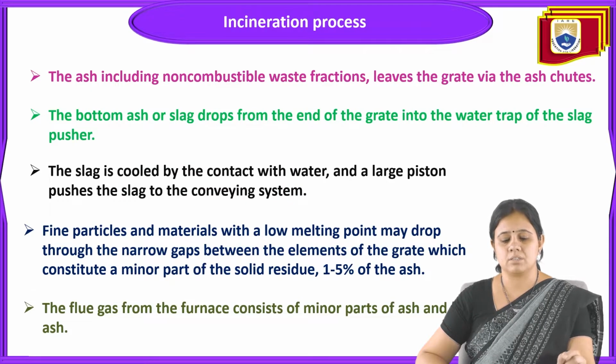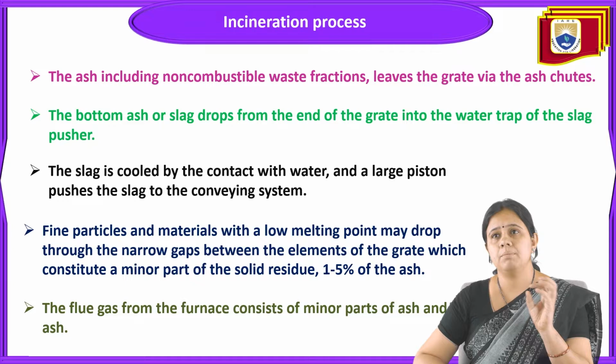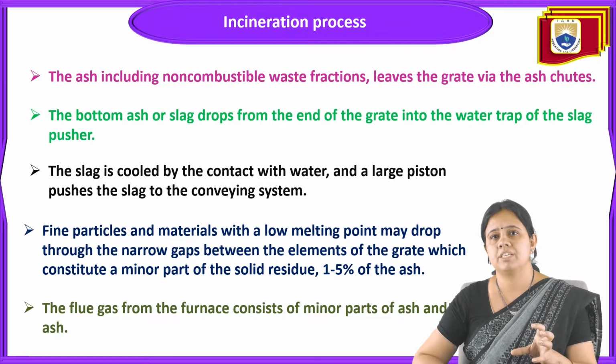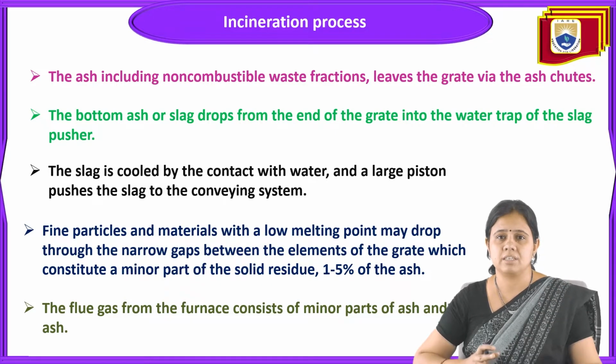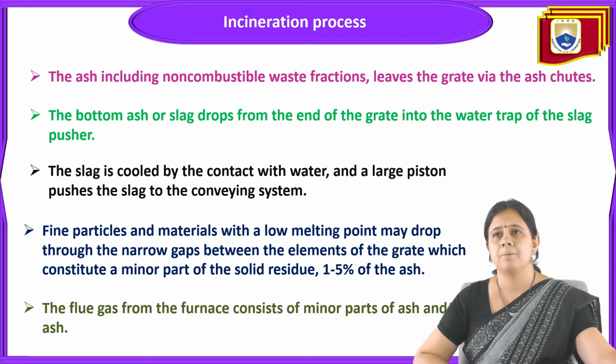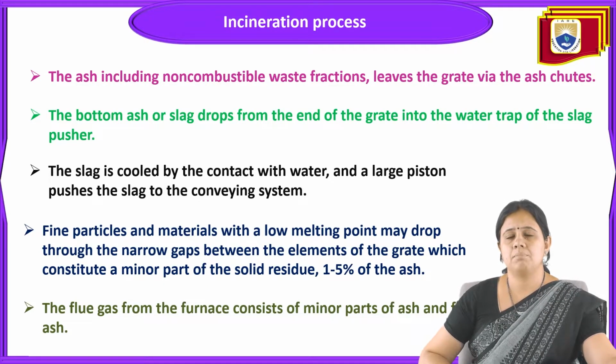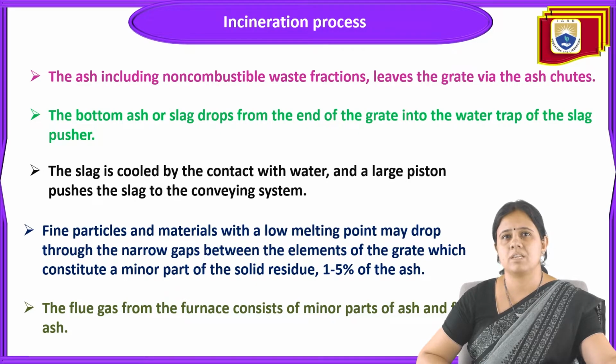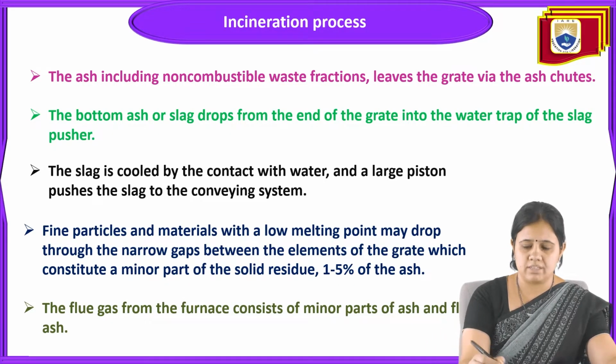Now comes the next process, that is the incineration process. How will this incineration process happen? The ash, including the non-combustible waste fraction, remains left over in that waste. It leaves the grate via the ash tubes, and the bottom ash or slag drops from the end of the grate into the water trap of the slag pusher. The slag is cooled by contact with water, and a large piston pushes the slag to the conveying system.